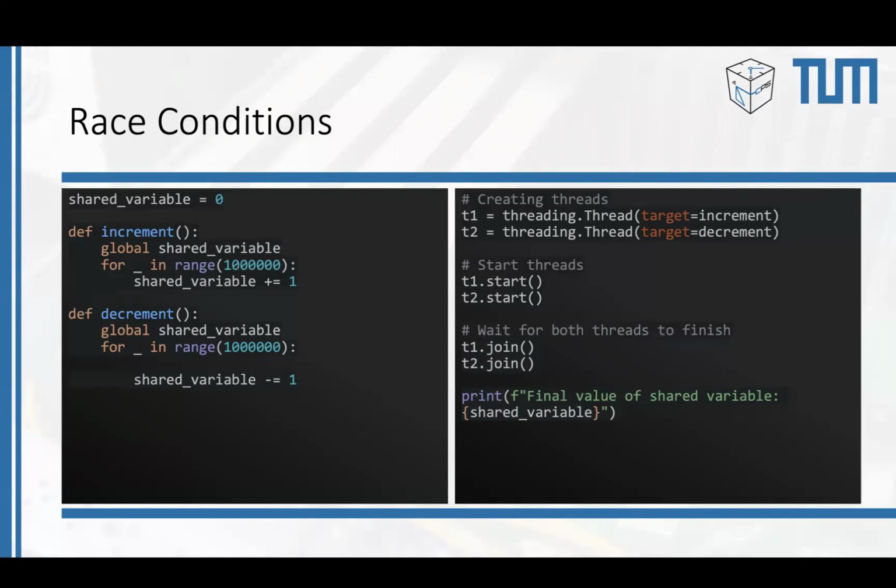I'm incrementing 1 million times, decrementing 1 million times. The obvious result would be, if I take 0, I had 1 million, and then I remove 1 million, what is the result? It's 0, right? Yeah. Will it be 0? I will run exactly this code. What do you think?